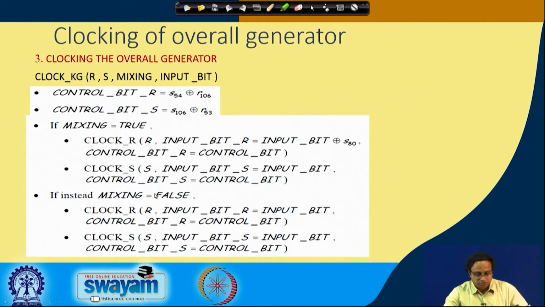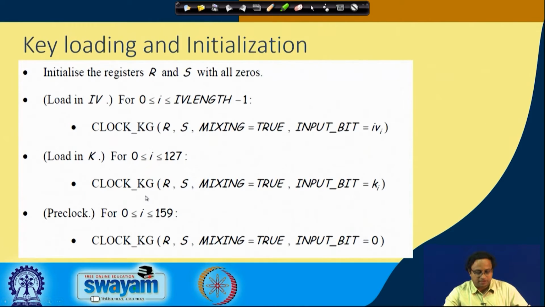So now you can observe that, as I said, initially there is a phase when you are loading the key and you are loading the initialization vector.